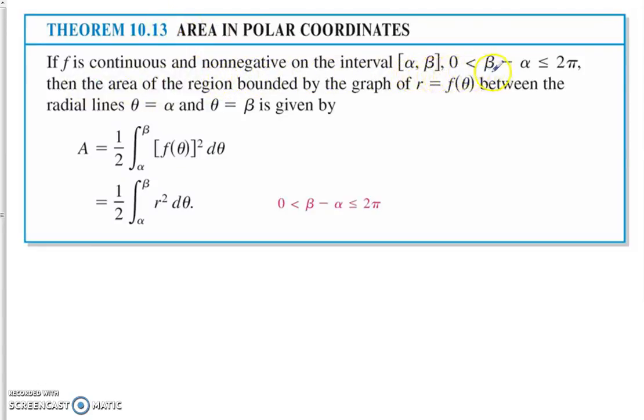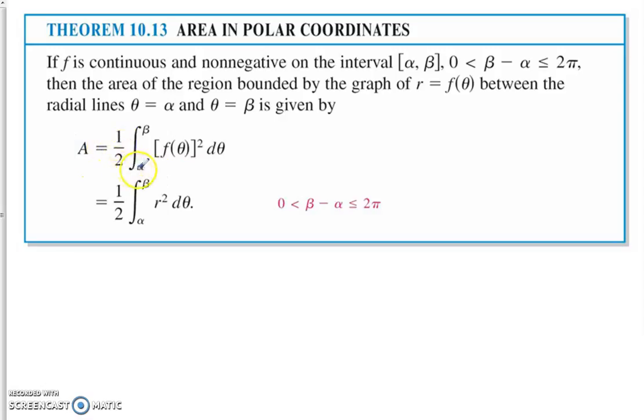And you'll notice that beta minus alpha has to be greater than 0 and less than 2 pi. I can't go more than once around the circle to make this work, and I think if you think about it, it's really understandable why that would be the case. We get this nice simple formula.